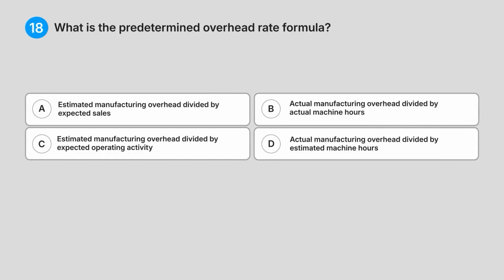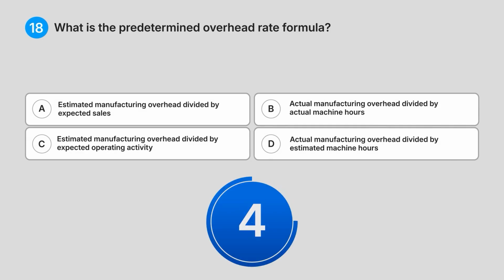18. What is the predetermined overhead rate formula? A. Estimated manufacturing overhead divided by expected sales. B. Actual manufacturing overhead divided by actual machine hours. C. Estimated manufacturing overhead divided by expected operating activity. D. Actual manufacturing overhead divided by estimated machine hours.